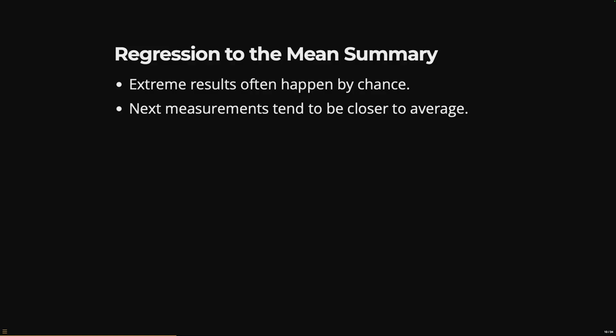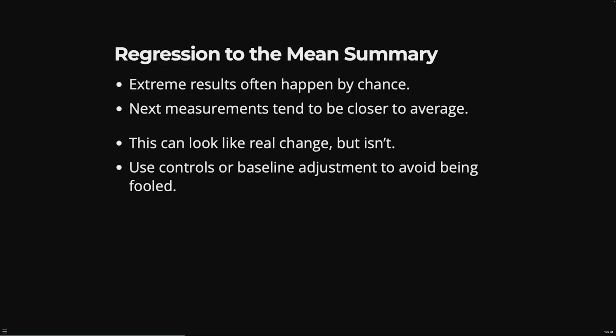Summary. So regression to the mean just means that extreme results just happen by chance sometimes. And usually if that happens, the next measurement is likely to be closer to average. It often makes this look like a real change, but it could be just regression to the mean. In studies, we can use controls or baseline adjustment to avoid that.